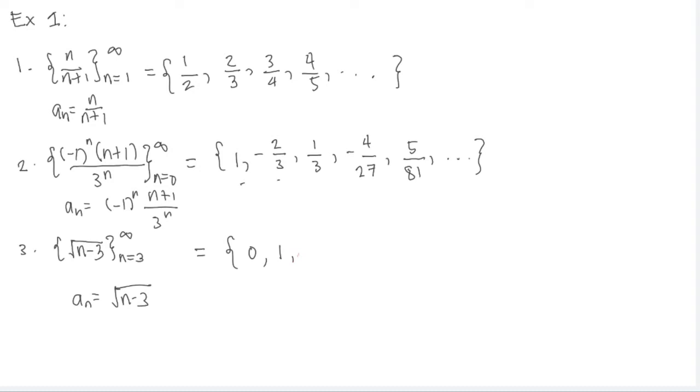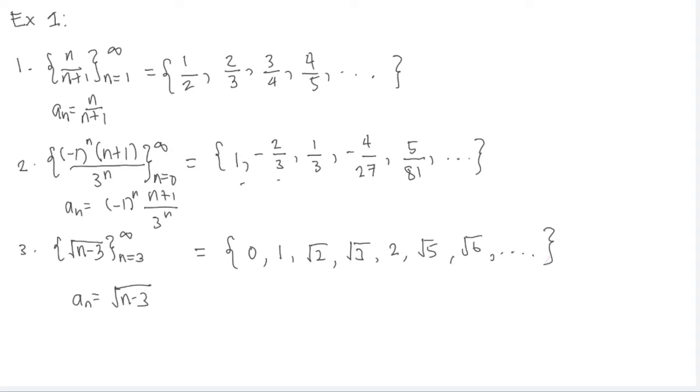5 minus 3 is 2, so square root of 2. Square root of 3. Square root of 4 is 2. Square root of 5. Square root of 6, and so on. And you have the general idea of the next term. So that's how you write the terms of a sequence. You simply plug in the set of natural numbers on the formula of the general term.